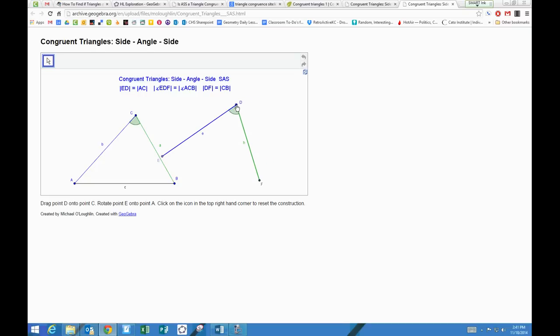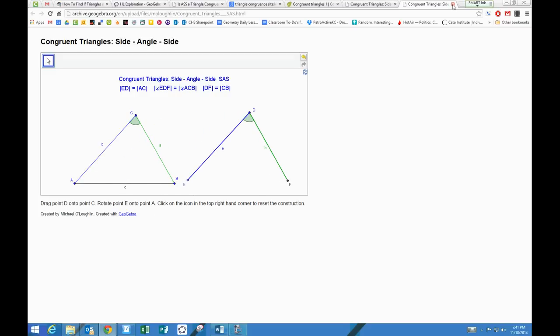So if we drag D over here and put it on top of C, okay, and we rotate point E here, you can see it stays the same because that angle's the same. All right, so given this side length, this angle measure, and this side length, there's only one triangle we can draw, and it's going to match up with the same congruent triangle. And you can see how that would work there.